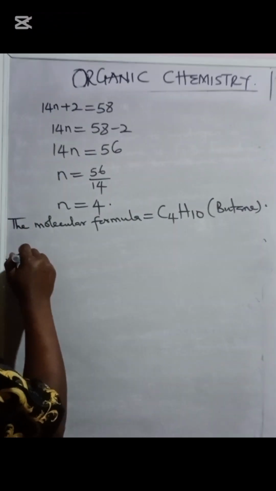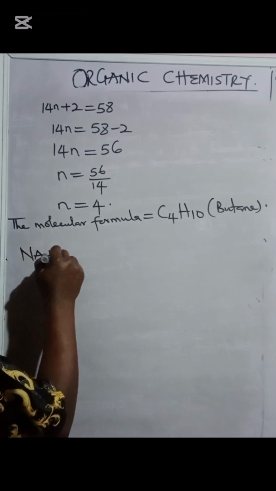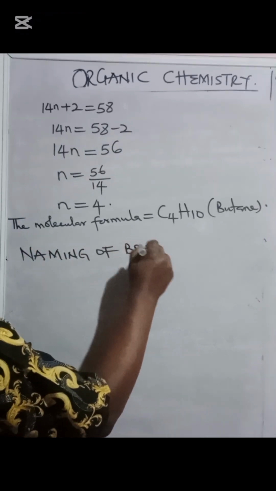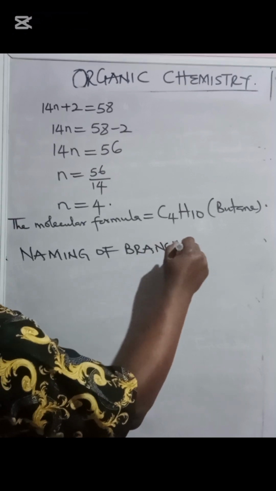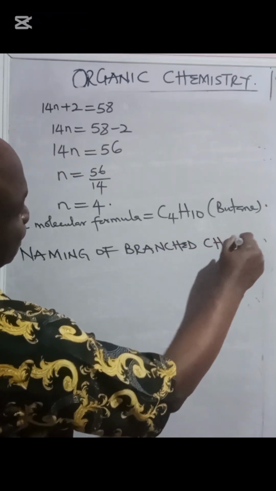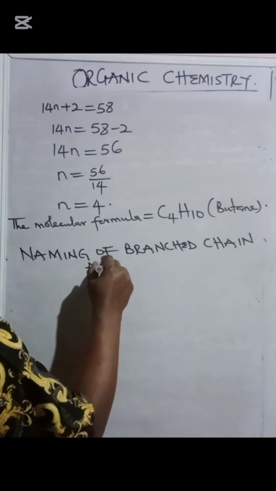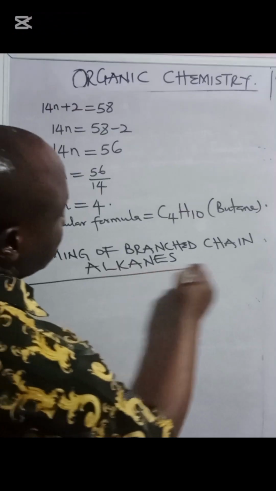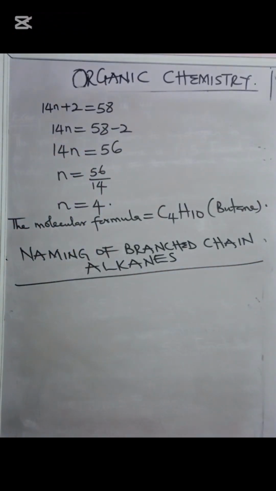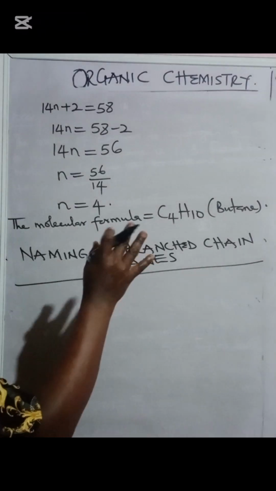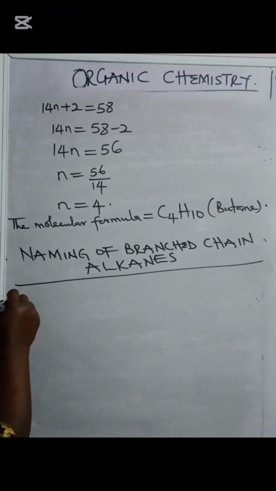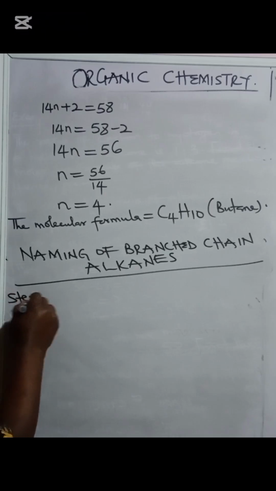So let's see the naming of branched chain alkanes. Naming of branching alkanes. There are rules guiding this. We have seen straight chain. So for naming of branching alkanes, we have steps involved.